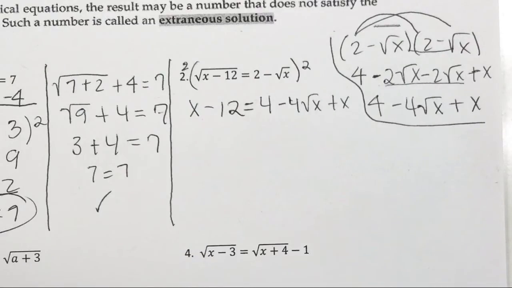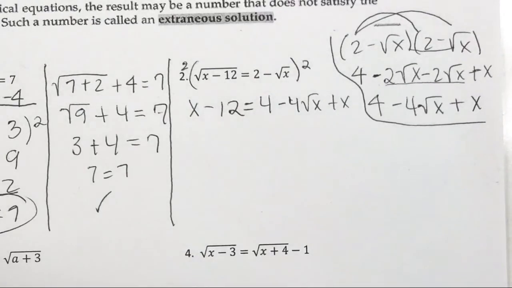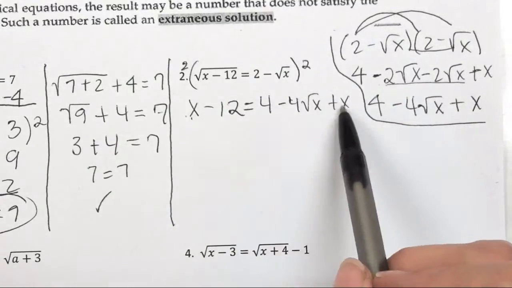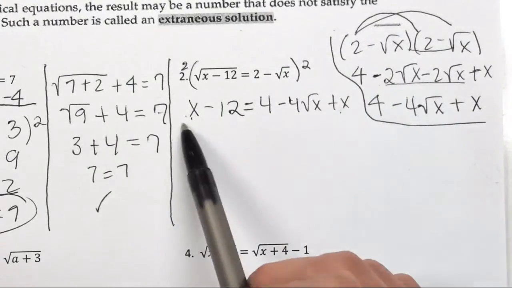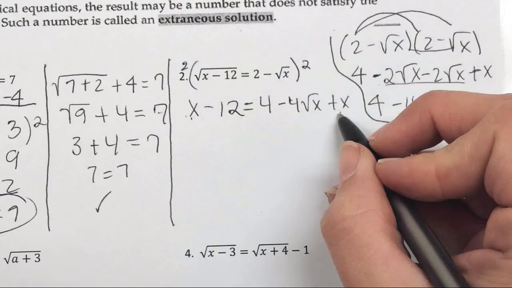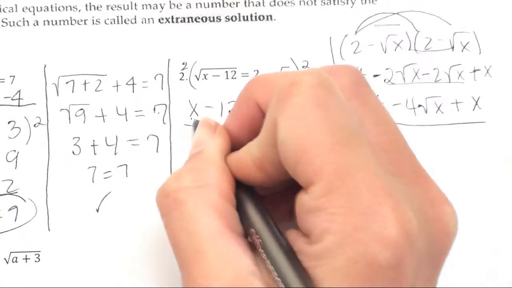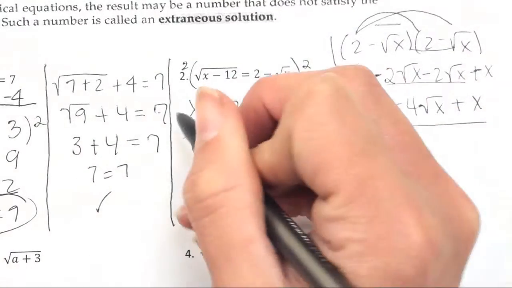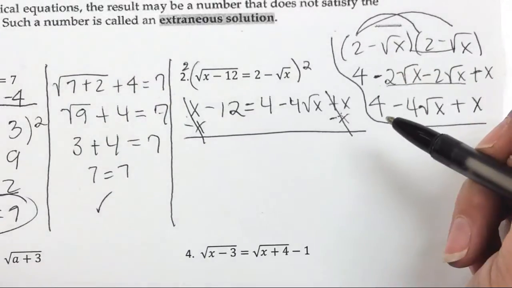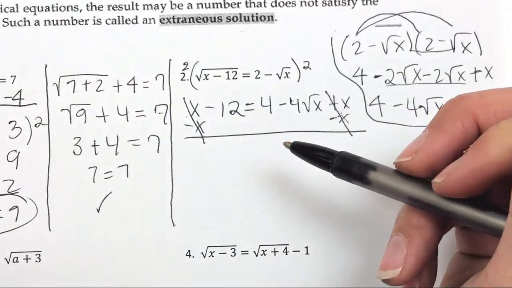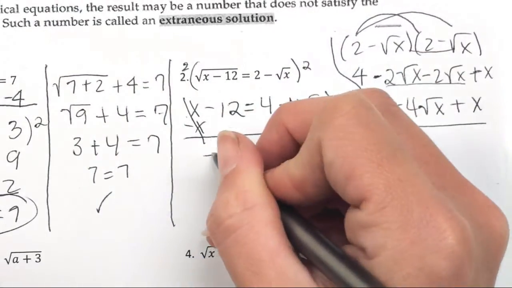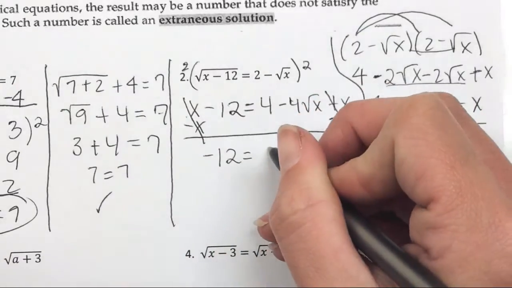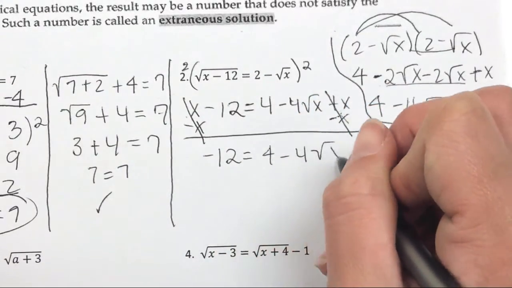Okay, and then now from here I'm going to combine my x's. So there's two x's. These are like terms. So if I move this one over here with this x, I'd have to subtract it from both sides. And when I do that, these x's on both sides will cancel out because one's negative, one's positive. So if I bring down everything else, I have negative 12 equals 4 minus 4 square root of x.